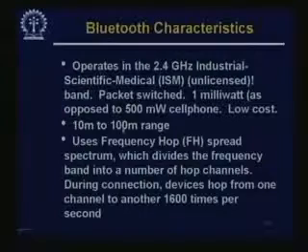This is low cost, with up to 10 meter to 100 meter range, and uses frequency hop spread spectrum. So FHSS is used, which divides the frequency band into a number of hop channels. During connection, devices hop from one channel to another 1600 times per second. So you see, it is hopping the frequencies very fast. That is one good thing, because if some part of the frequency band has noise, it has better noise immunity, because it is hopping such a large number of times.